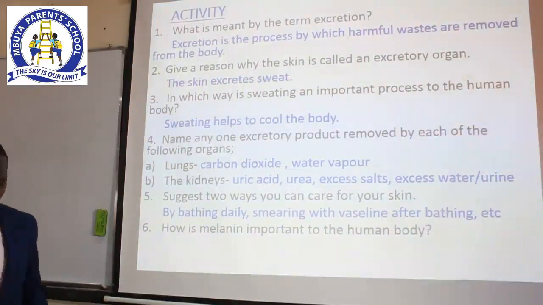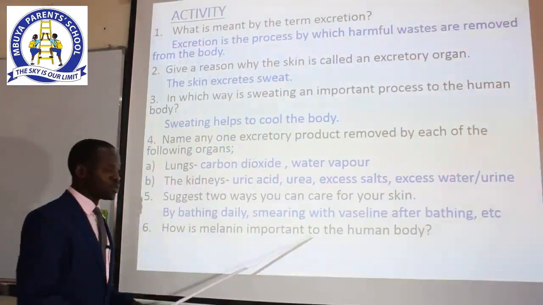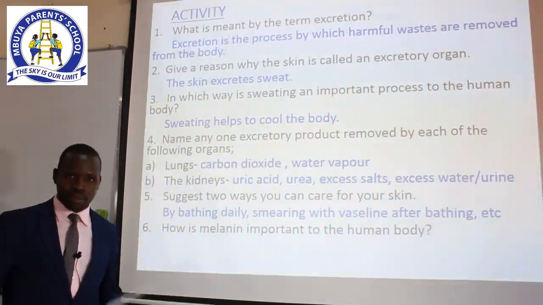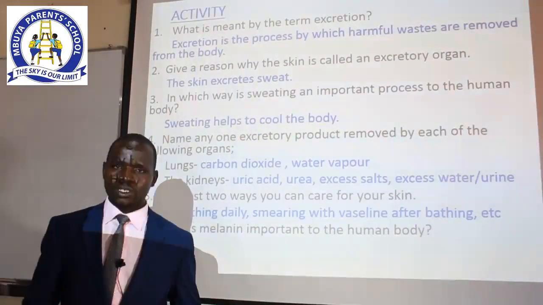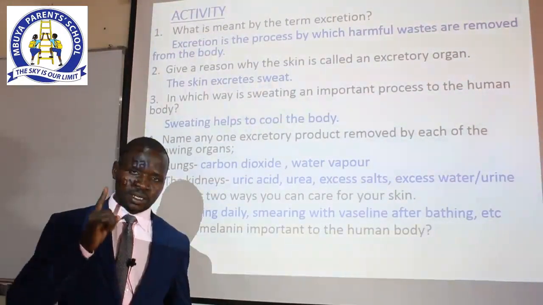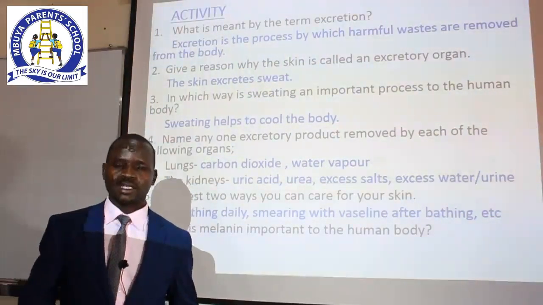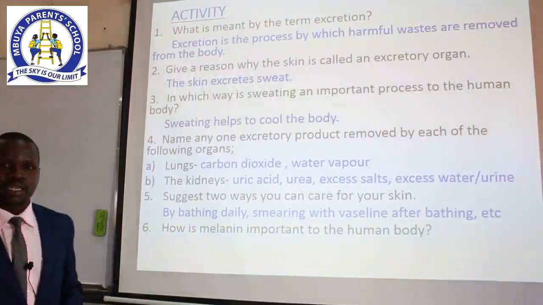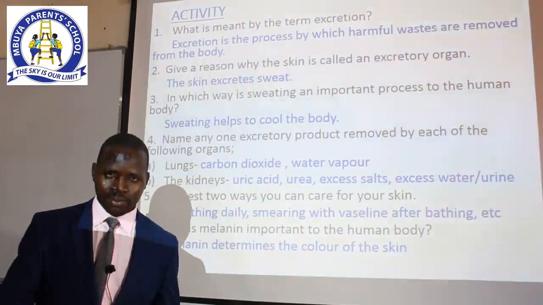Lastly, we looked at this question which was saying, how is melanin important to the human body? Remember, we talked about melanin and its importance. So what does melanin do? One, it determines the color of your skin. Apart from that, we also say that melanin protects us from strong rays coming from the sun.